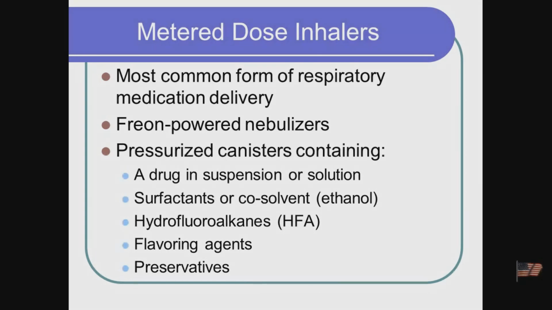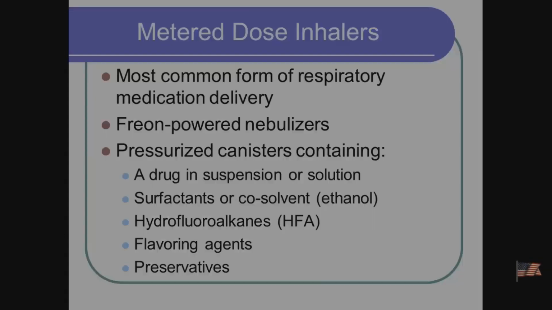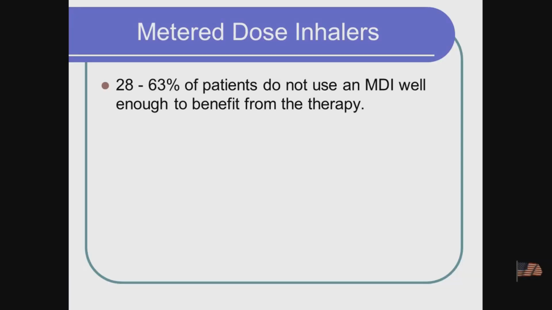The canister itself has multiple things inside of it. Beside the drug, which is in suspension, there's usually some sort of surfactants or co-solvents, often ethanol-based. We used to use, as we'll see in a couple of slides, CFCs. We now use HFAs, hydrofluoroalkanes, as a propellant mechanism. And then there's some preservatives and flavoring agents that are there.